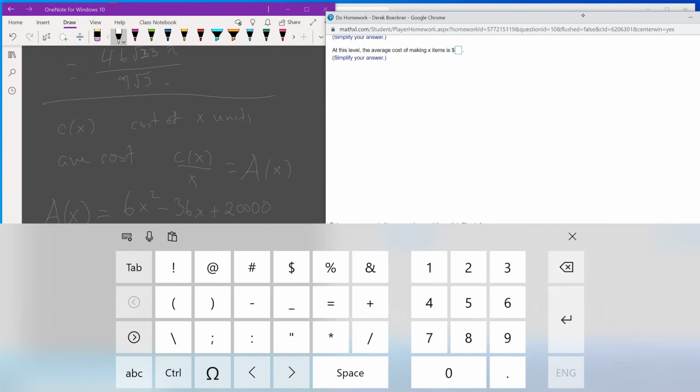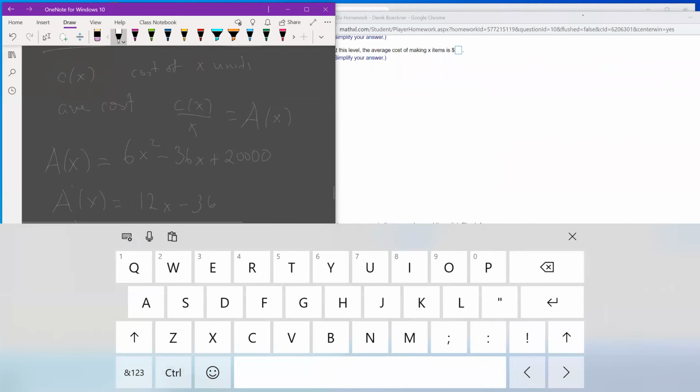We'll put 3 in there. At this level, the average cost of making x items is, now we just put 3 in the average cost function. So I get 6 times 9 is 54 minus 36 times 3, which is 108. So I've got 54 minus 108, which is just minus 54, plus 20,000. That's going to be 19,946.